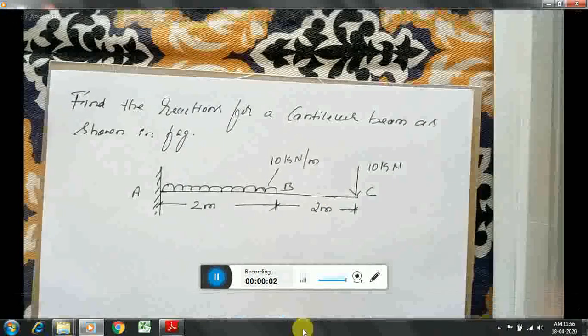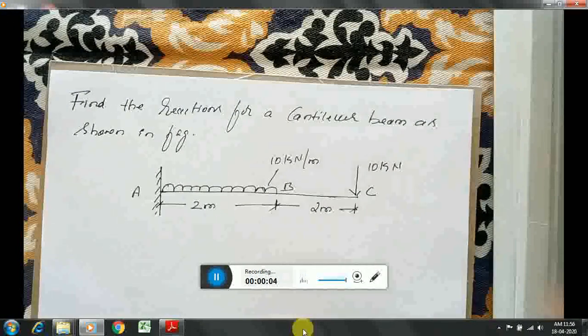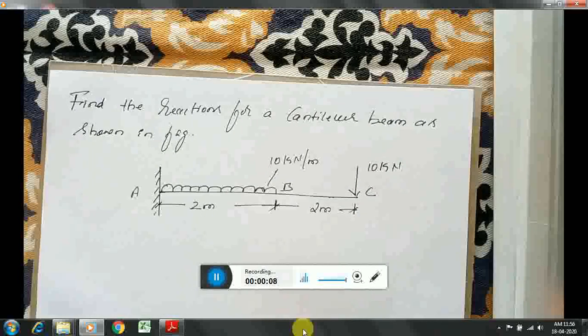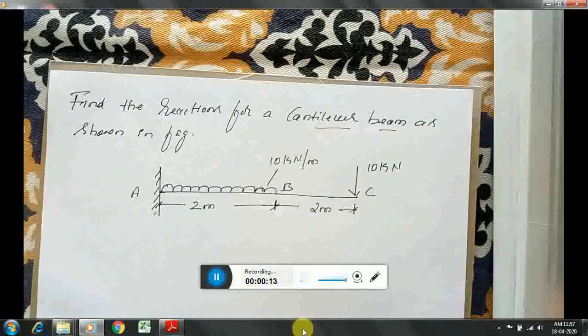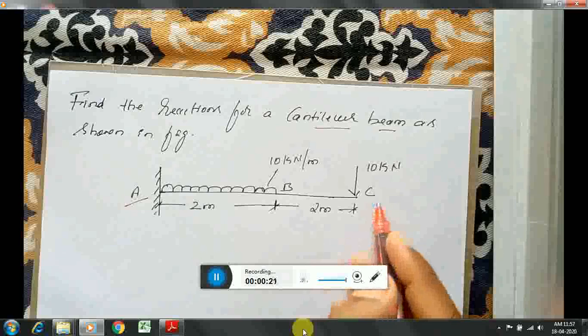So in this video I will take a cantilever beam. Find the reactions of a cantilever beam shown in figure. We can say that a beam is a cantilever if it is fixed at one end. At point A it is fixed and at point C it is completely free.